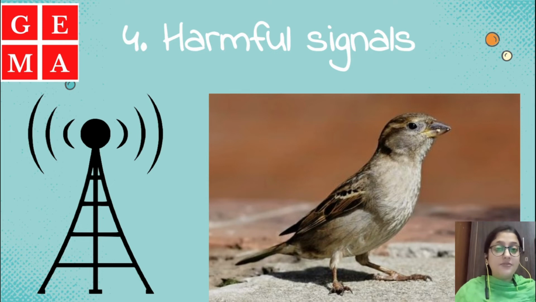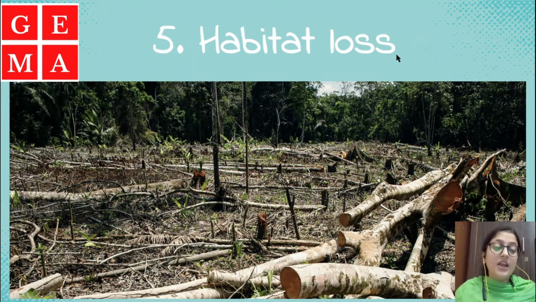This happened due to harmful signals. A lot of these towers were taken down because the sparrows were dying. Actually, sparrows have a very fragile body and could not tolerate the signals, and they literally dropped dead due to the harmful radiations. Now, habitat loss.